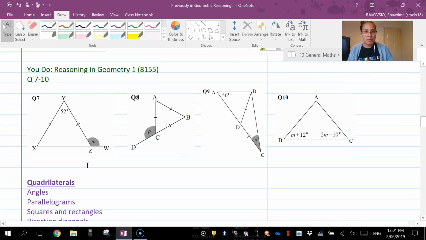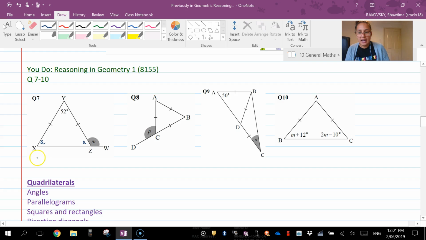I'd like you to pause the video and have a go at these ones. I'll actually do the first one here for you. So if we do 7 here, we're going to use the rules. We've got M, we need to find that, but we don't have this angle here, which we know would be 180. But we do know that this is an isosceles triangle, so 2 equal sides because of these little markings, which means that these angles here, I'm going to call them angle A, are equal.